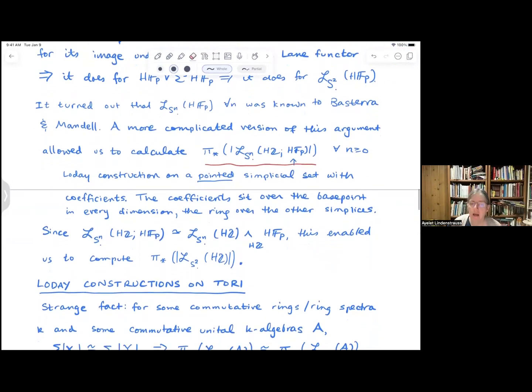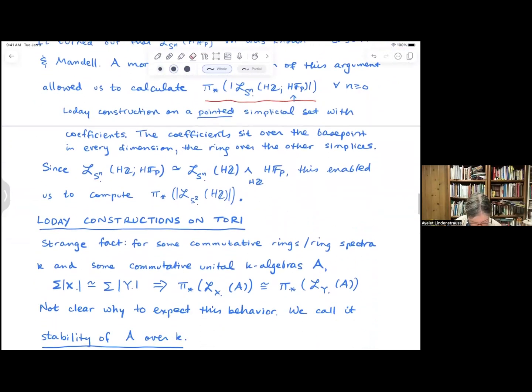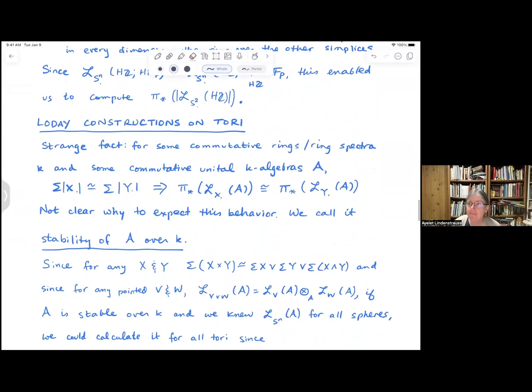And then I was saying we might be interested in tori. And here's a strange fact. For some commutative rings or ring spectra K, and some commutative unital K algebras A, and absolutely not all, we have this strange situation that if the suspension of the realization of X is homotopy equivalent to the suspension of the realization of Y, the Loday construction of X has the same homotopy groups as the Loday construction over Y of A. So truly a strange property, and not clear why we would expect this thing, right?